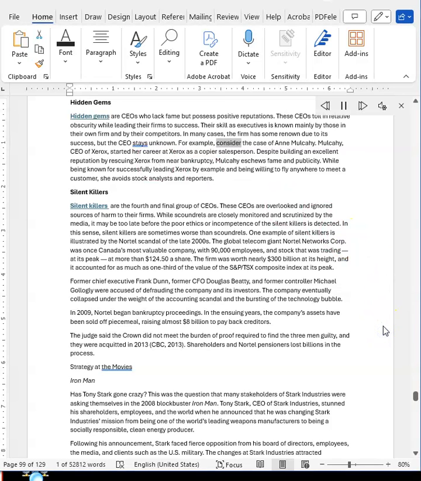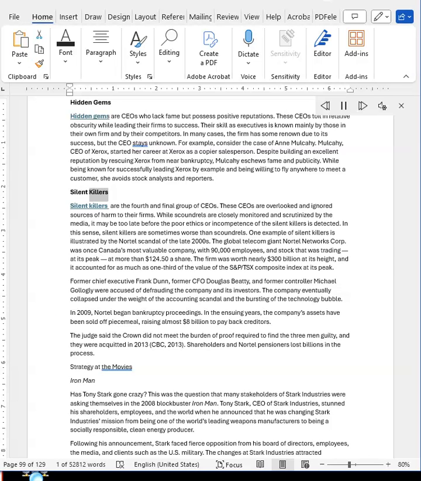For example, consider the case of Anne Mulcahy. Mulcahy, CEO of Xerox, started her career at Xerox as a copier salesperson. Despite building an excellent reputation by rescuing Xerox from near bankruptcy, Mulcahy eschews fame and publicity. While being known for successfully leading Xerox by example and being willing to fly anywhere to meet a customer, she avoids stock analysts and reporters.